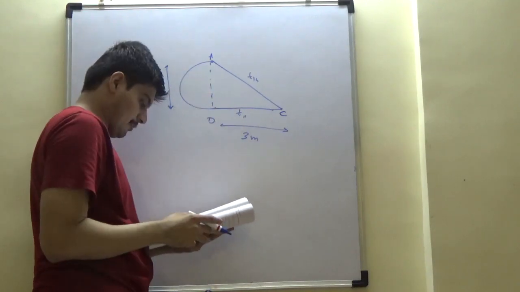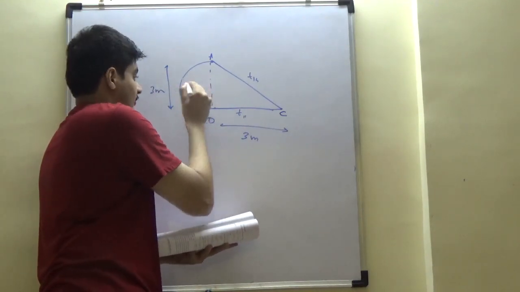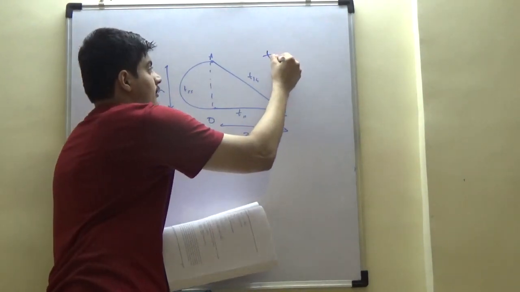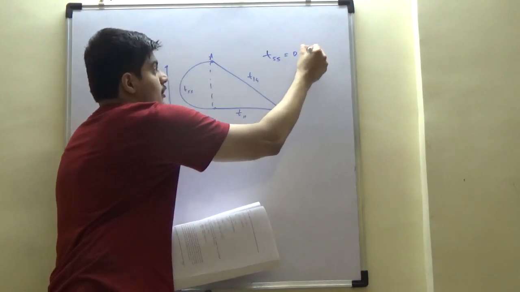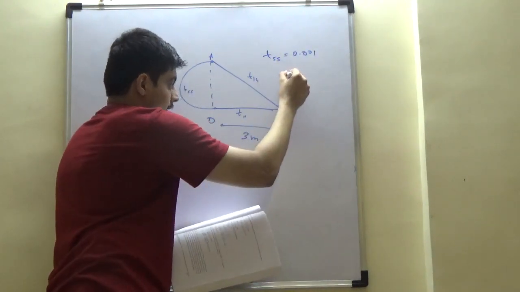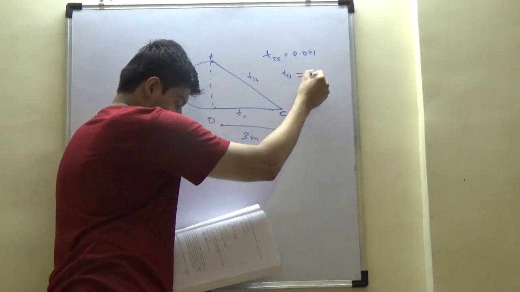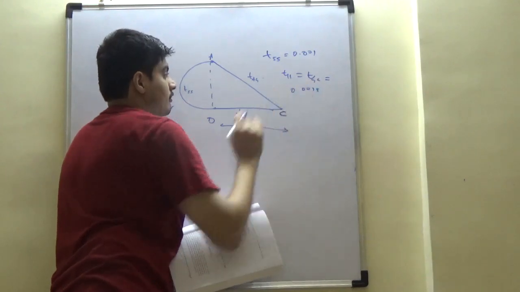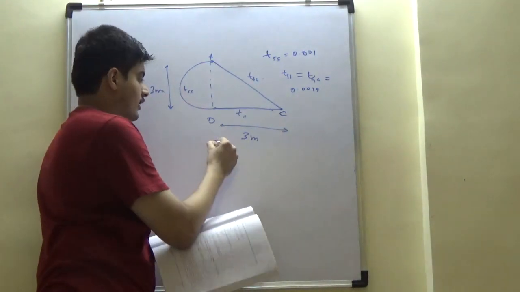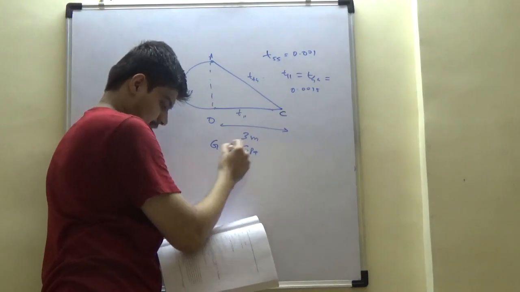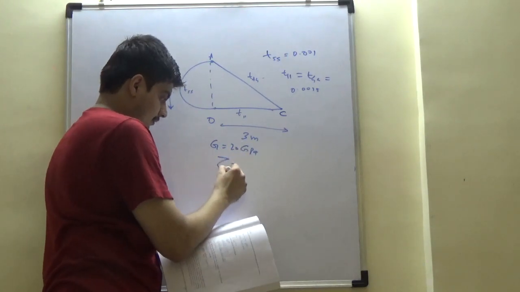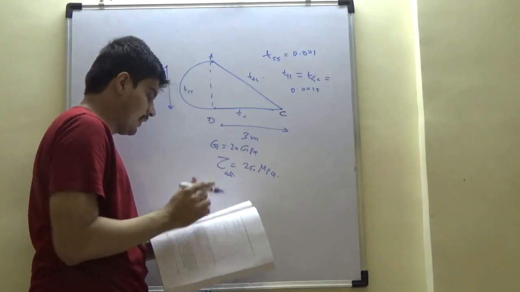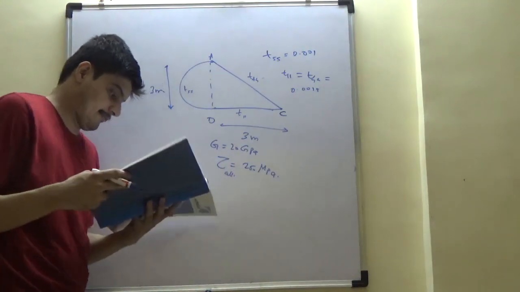So this diameter is also 3 meters. Now T55 is given as 0.001. T11 is equal to T44, which is equal to 0.0015. So the thicknesses are also given. G is 20 GPa, and tau allowed, the stress allowed, is 250 MPa. We have to find theta, the angle of twist.